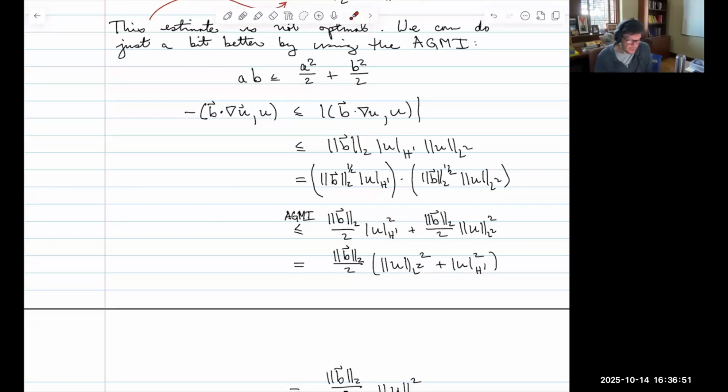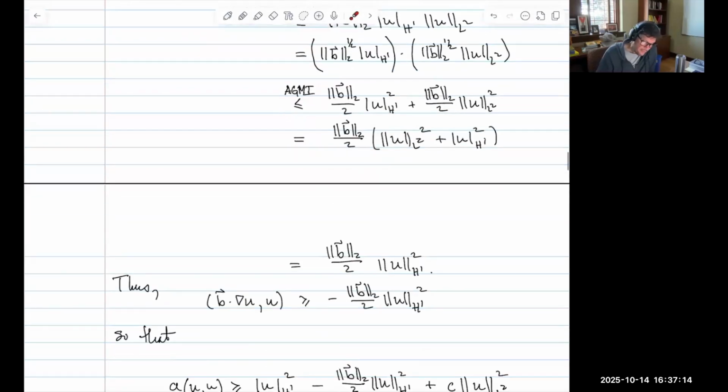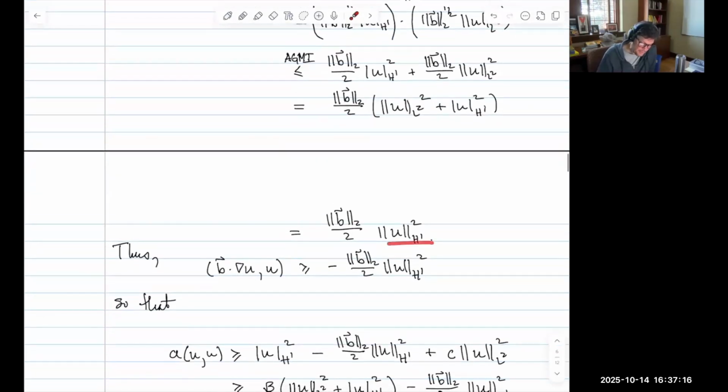That's the algebraic geometric mean inequality in action. And then I just realized that these two terms are the same, right? This one and this one. And so I can pull that common factor out, which I've done. So I retain equality. And I have the L2 norm squared of u and the H1 semi-norm squared of u. If I add those two together, then that's just the H1 norm of u squared.